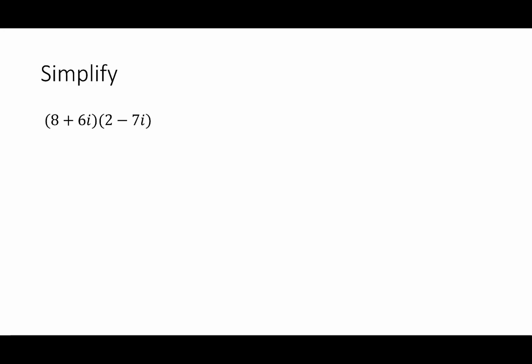Our next example says multiply 8 plus 6i times 2 minus 7i. So even though we're only multiplying numbers, this probably makes you think of multiplying binomials. So we're going to do the same kind of distribution of numbers. I'm going to start by doing 8 times 2, which gives me 16. Then I'll multiply 8 times -7i, which is -56i. I'll move on to 6i times 2, which is 12i. Then I finish by multiplying 6i times -7i, which gives me -42i squared.